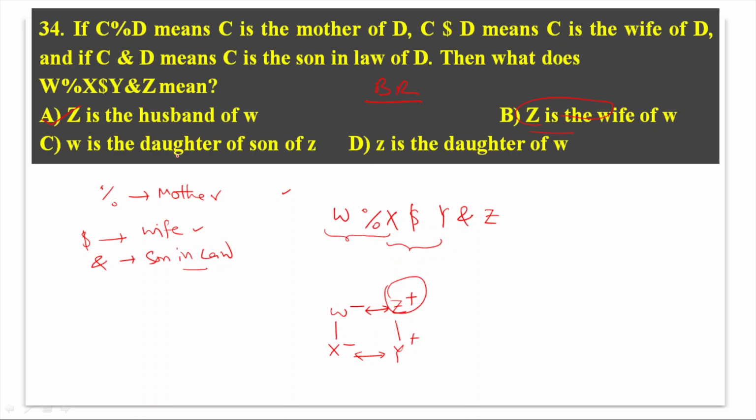Next, W is the daughter of daughter of son of Z. So this will not be valid here. Why? Because both W and Z are in the same generation. Next, Z and so this is also not valid because these two are in the same generation. So the correct option for this one will be Z is the husband of W. The first option will be the correct one. So this is the easiest way to solve this question by trying the tree method or tree diagram here. Let us go for our next question.